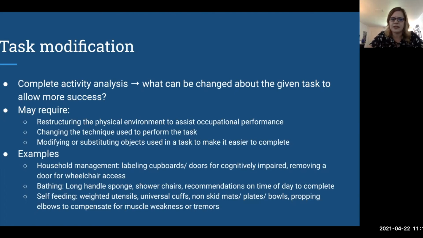So some examples of this would be during household management. You can label cupboards and doors for a cognitively impaired patient, or you can remove a door for easier wheelchair access. For bathing, we could provide long-handled sponges or shower chairs and recommendations on the time of the day the patient should complete bathing. And for self-feeding, we could provide weighted utensils, universal cuffs, non-skid mats, plates, or bowls, and we could educate the patient on propping their elbows on the table in order to compensate for muscle weakness or even tremors.